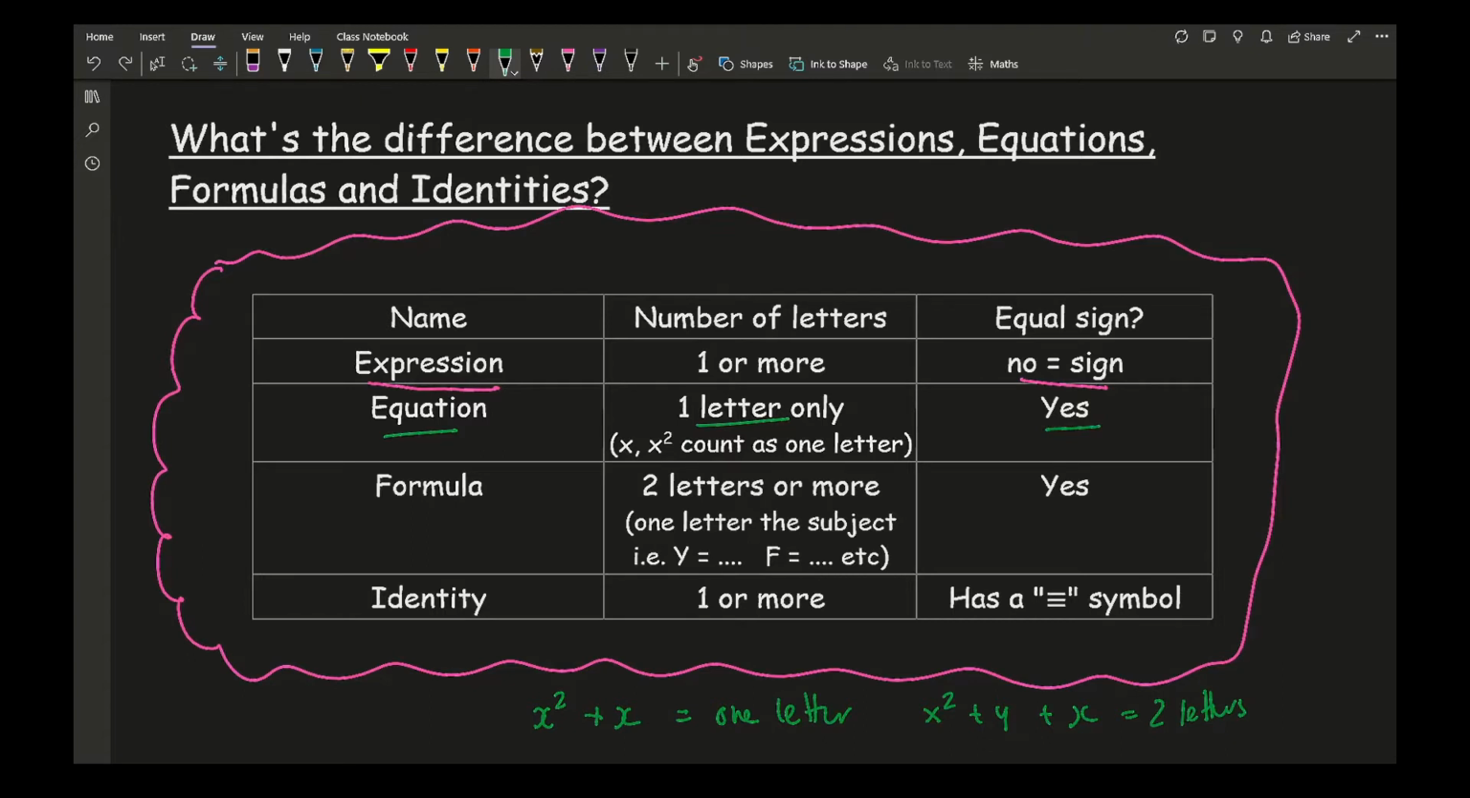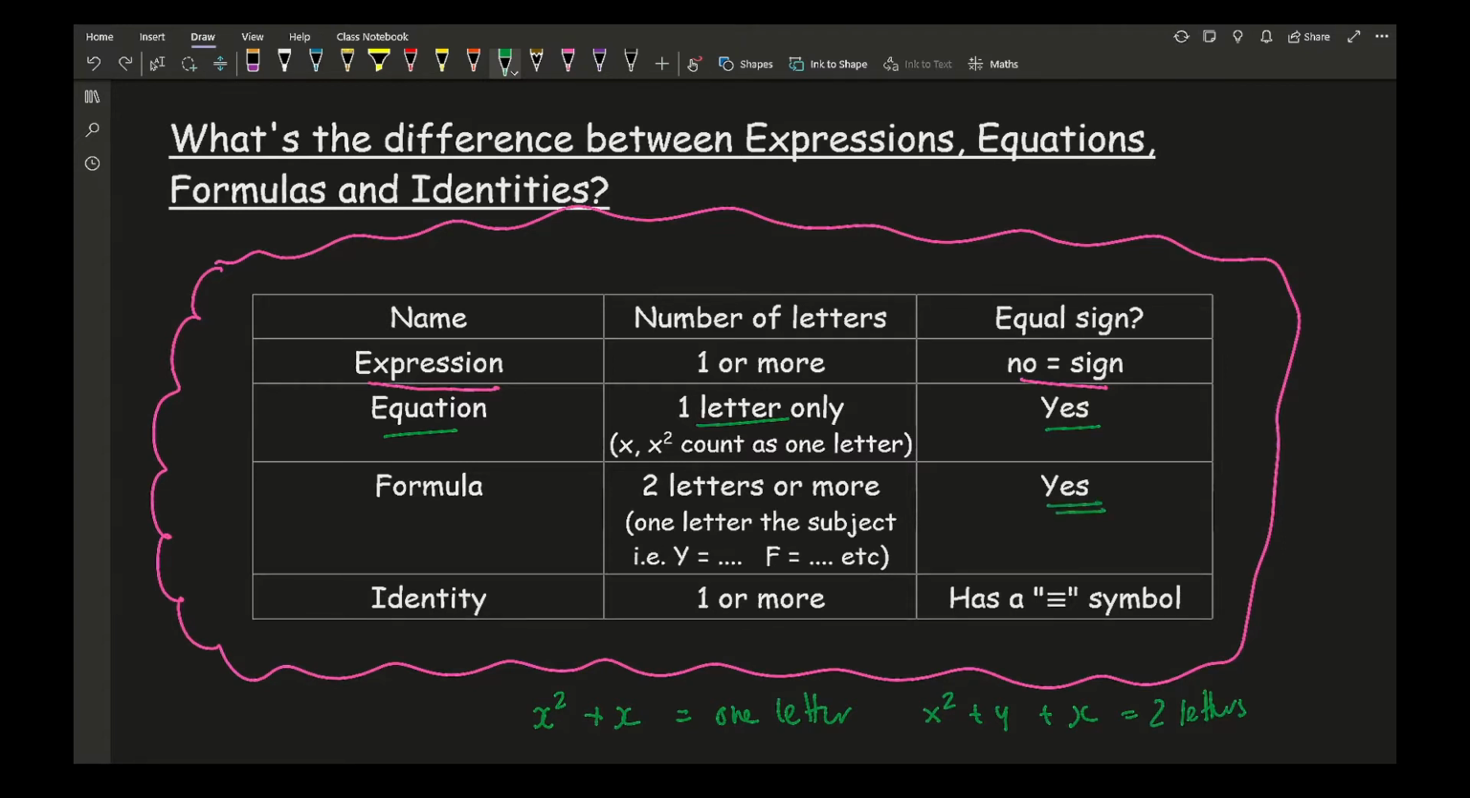Now a formula is where you've got two letters or more, and one letter is often the subject. Now what I mean by having one letter as subject is you'll have a letter equals and then whatever it equals. So you'd have one letter by itself on one side of the equal sign and then a collection of other things on the other. So for example, you might have y equals, f equals, h equals something, and that would often represent a formula as long as it has got two letters or more, including the letter that is the subject. And you'll also have an equal sign in there as well.